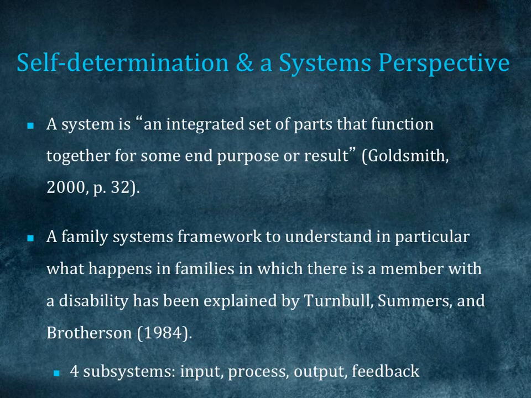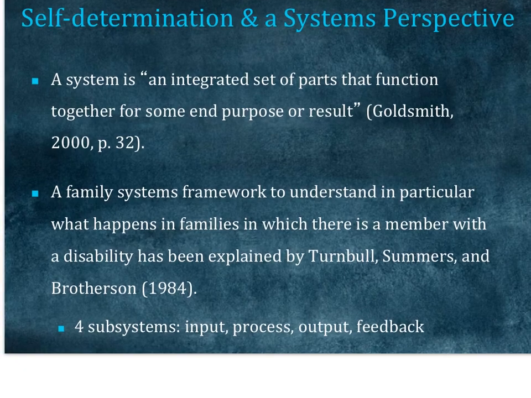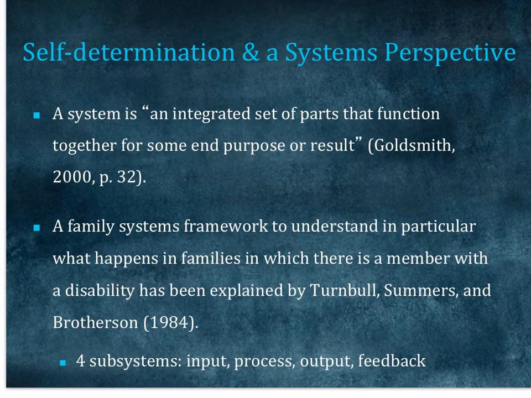Talking a little about self determination and a systems perspective. A system is an integrated set of parts that function together for some end purpose or result. A family system framework to understand in particular what happens in a family in which there is a member with a disability has been explained in a number of research articles, and it is really critical to understand that there are four subsystems: input, process, output, and feedback.